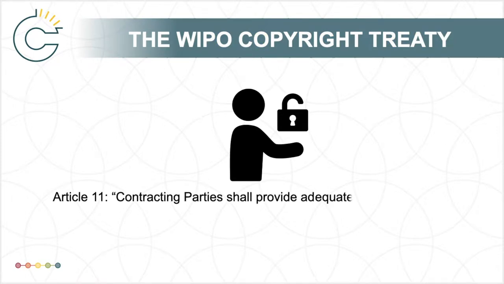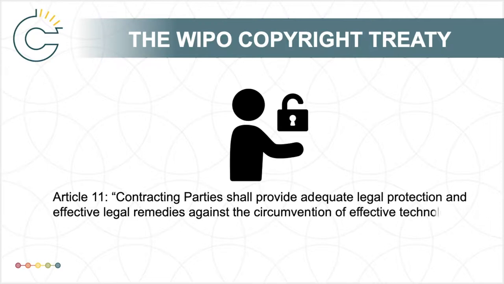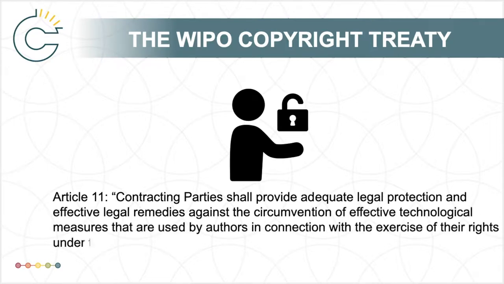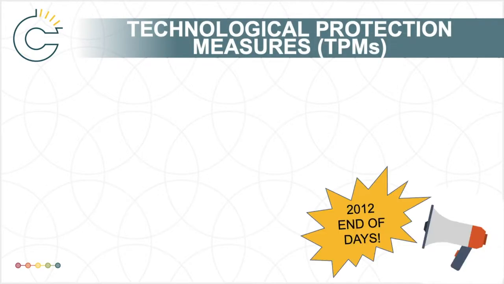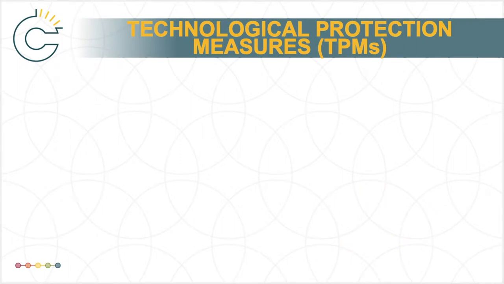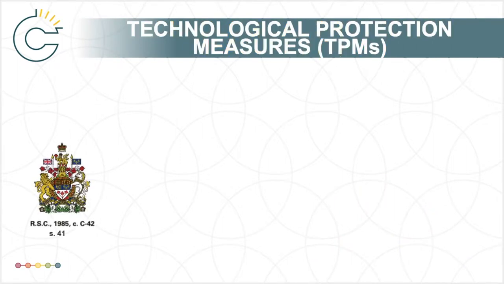Contracting parties shall provide adequate legal protection and effective legal remedies against the circumvention of effective technological protection measures that are used by authors in connection with the exercise of their rights under this treaty or the Berne Convention. Canada updated its Copyright Act to add support for Article 11, but this took until 2012. They did it with the introduction of Technological Protection Measures, or TPMs, in Section 41 of the Copyright Act.